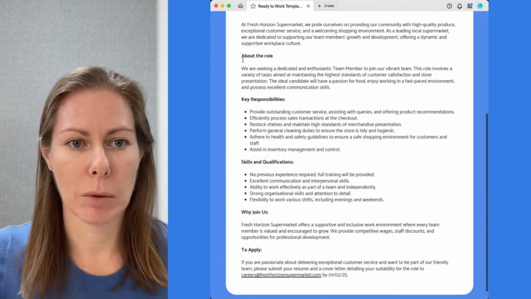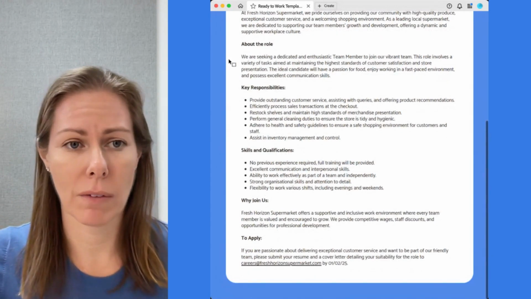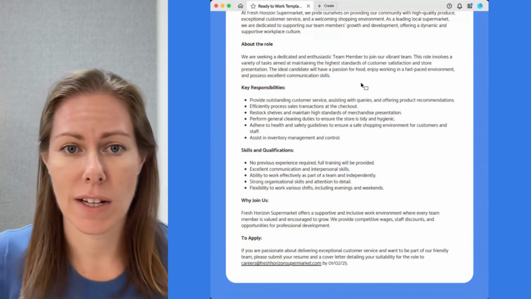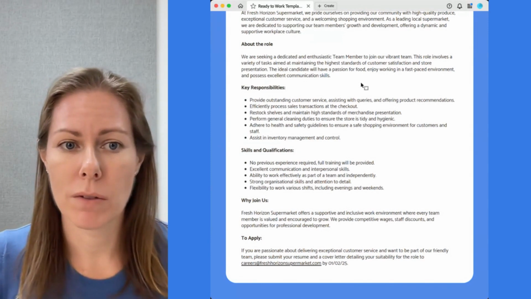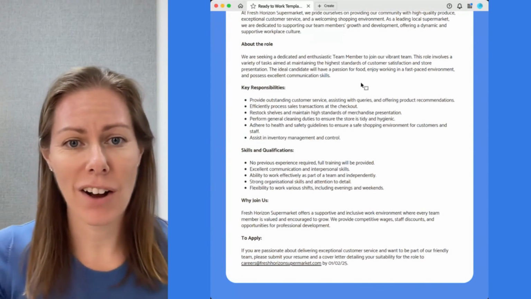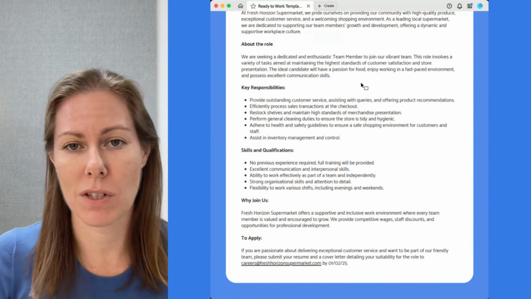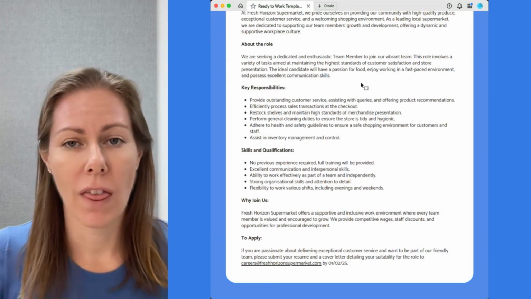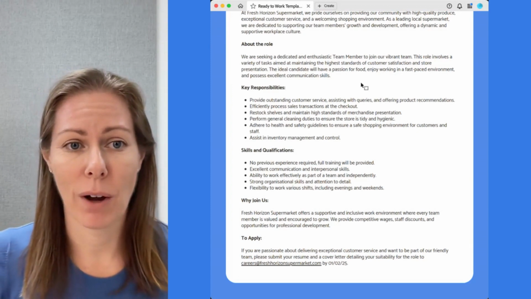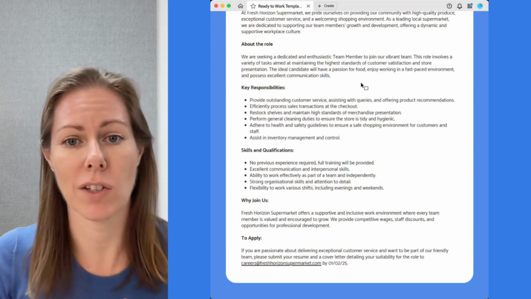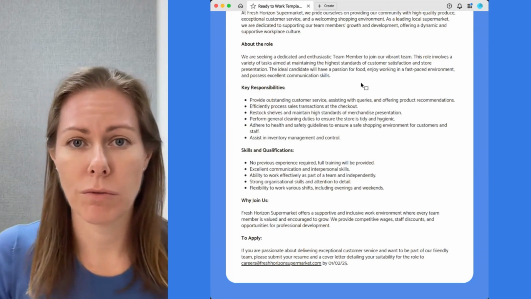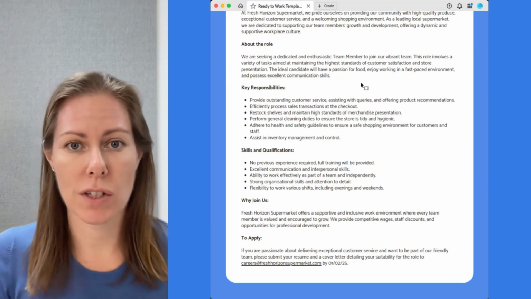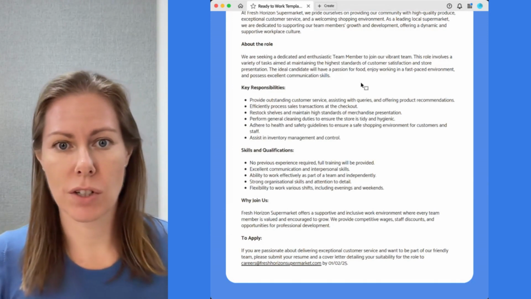I wanted to go a little bit further into the job description and look at what they've actually asked for in the role. So they're seeking a dedicated and enthusiastic team member. The role involves a variety of tasks aimed at maintaining highest standards of customer satisfaction and store presentation. So that's pretty standard stuff. They want you to be interested in food. They want you to be happy working in a fast-paced environment, and they want you to have strong communication skills. So once we've found that section, you need to be asking yourself, does this sound like me? Am I actually interested in food? Am I actually interested in groceries?